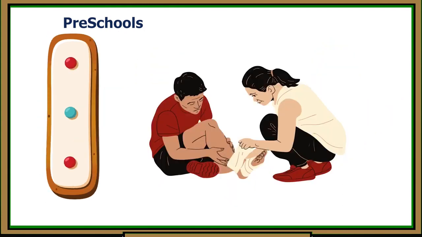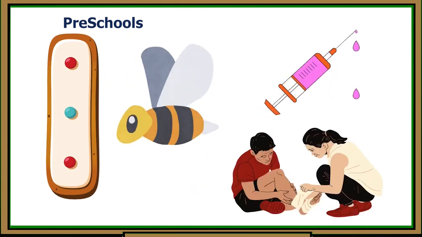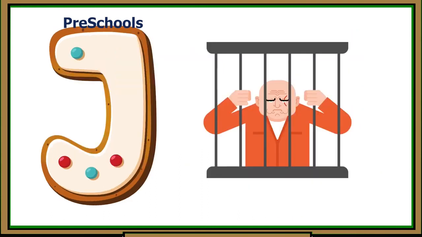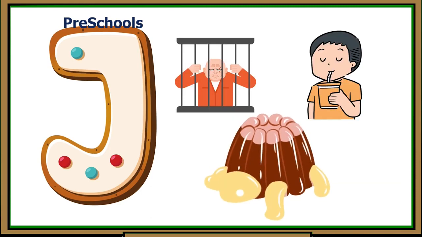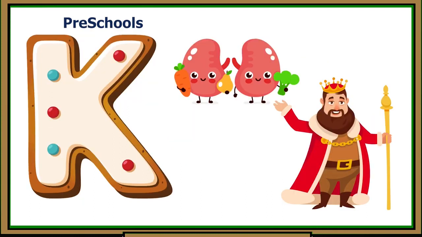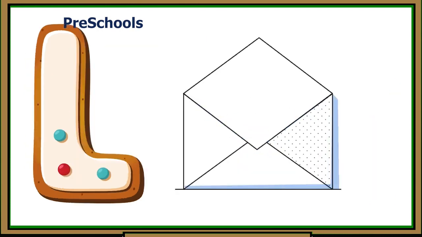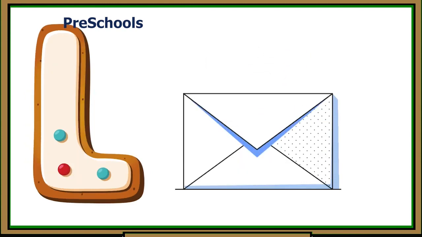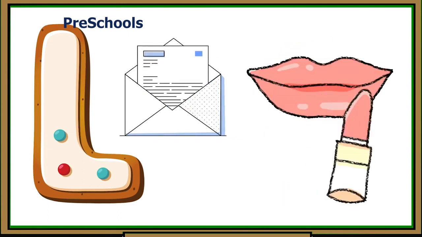I for injury. I for injection. I for insect. J for jail. J for juice. J for jelly. K for kidneys. K for king. K for kids. L for letter. L for lips. L for lipstick.